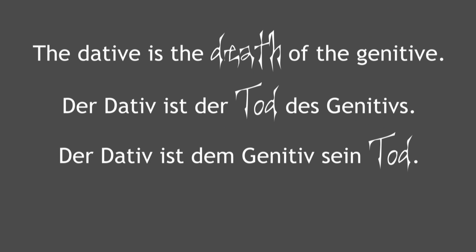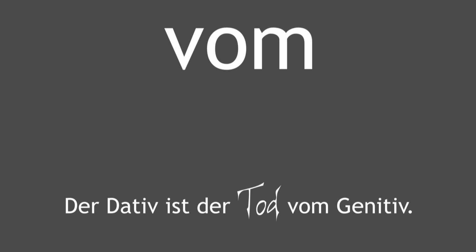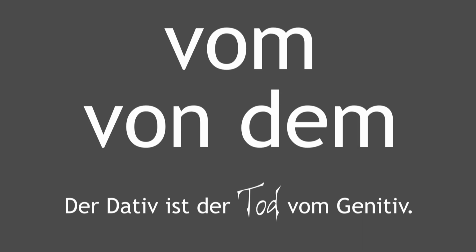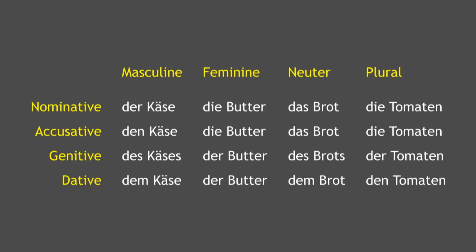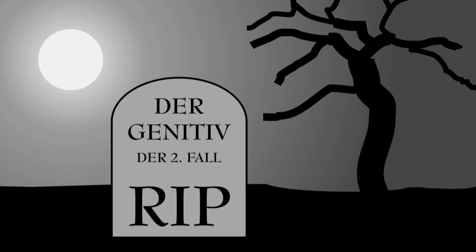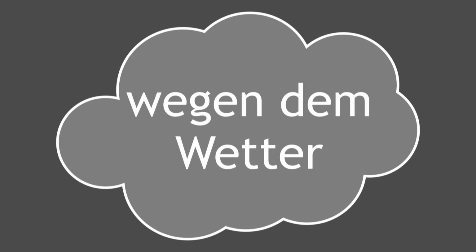Instead, people do say der Dativ ist der Tod vom Genitiv. Vom is short for von dem and means from the or of the. As you'll remember if you learned your cases, dem is the dative case. So the genitive is one case you don't need so much nowadays. You may have learned in school that if a picnic is called off because of the weather, you should say wegen des Wetters. But more and more Germans are saying wegen dem Wetter, much to the annoyance of Bastian Sieg and the confusion of foreigners who carefully learnt their cases.